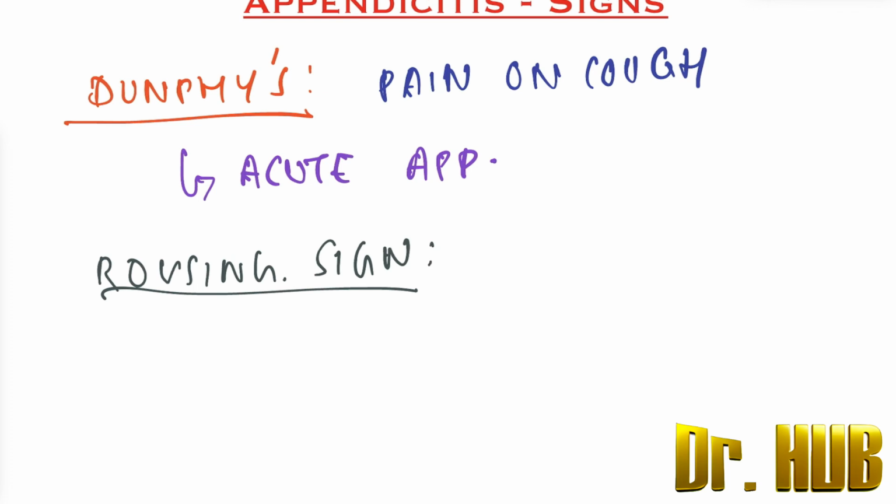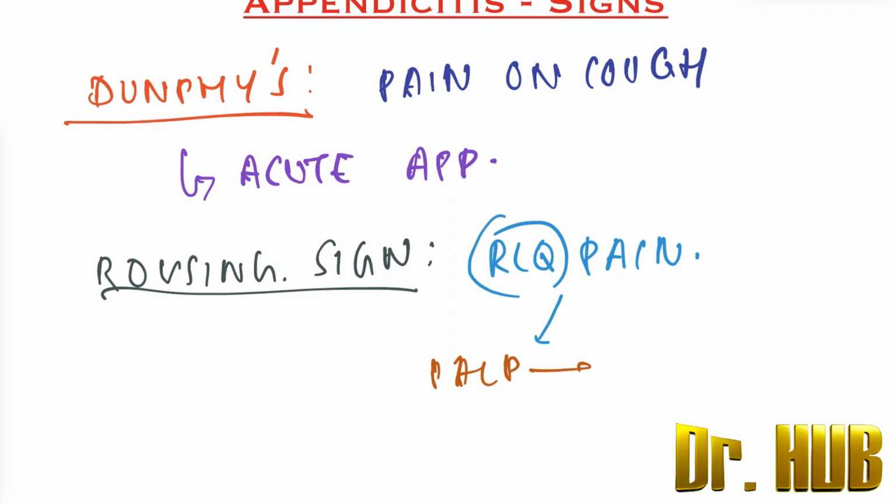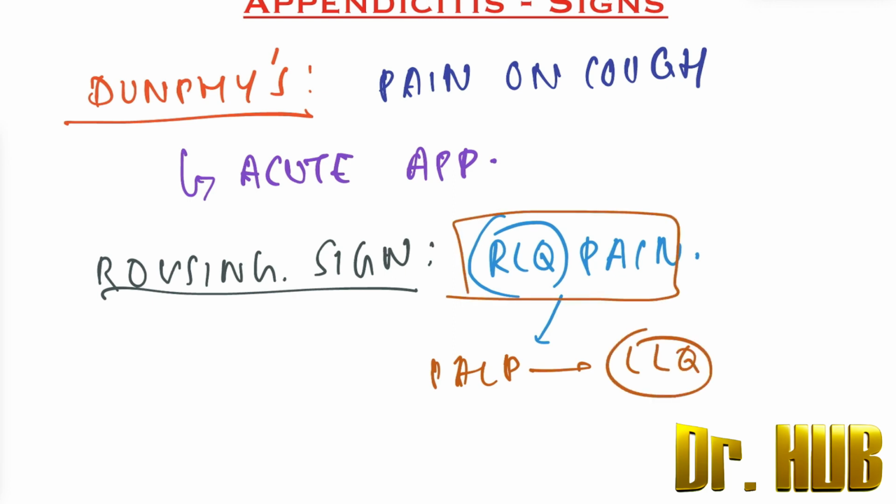The Rovsing sign is the pain in the right lower quadrant during the palpation of the left lower quadrant. So you palpate the left lower quadrant and then you get a pain in the right lower quadrant. This is again seen in acute appendicitis.